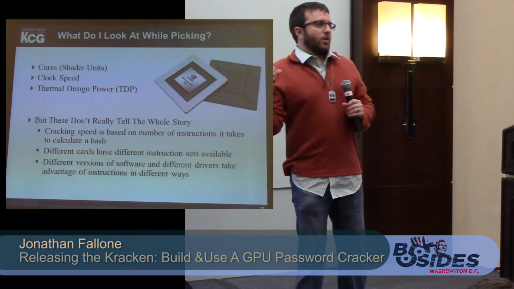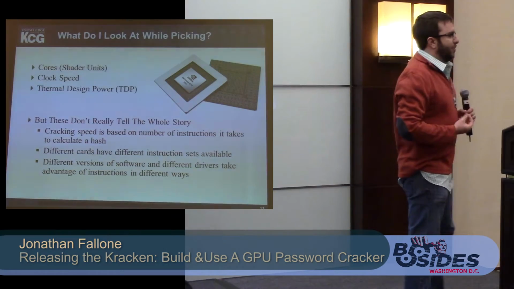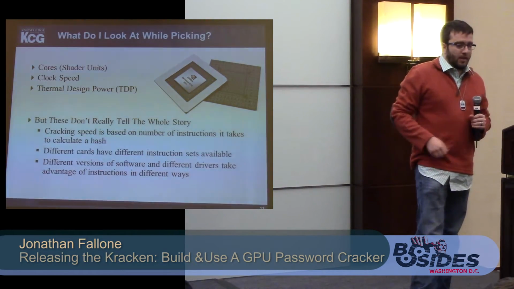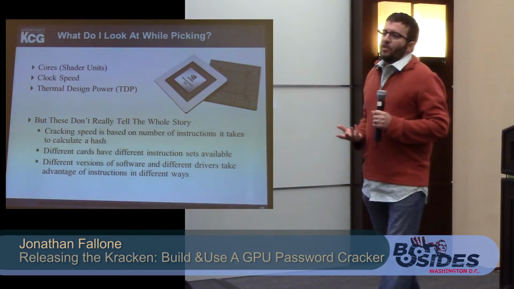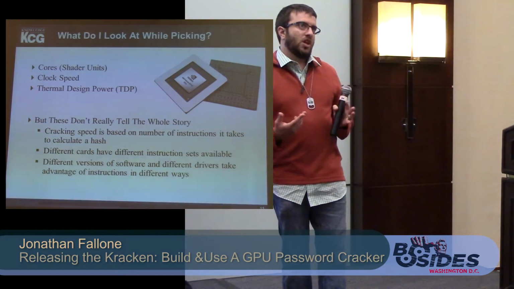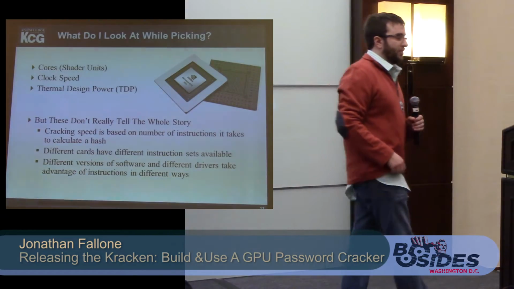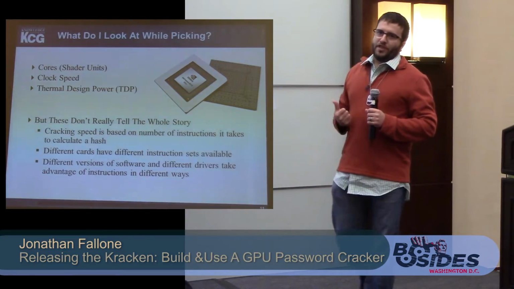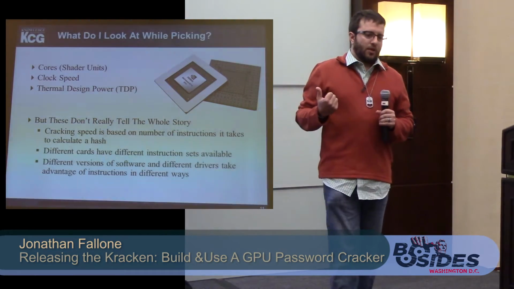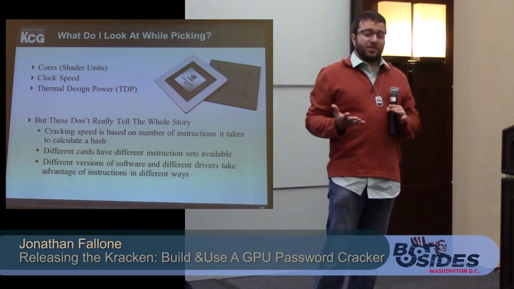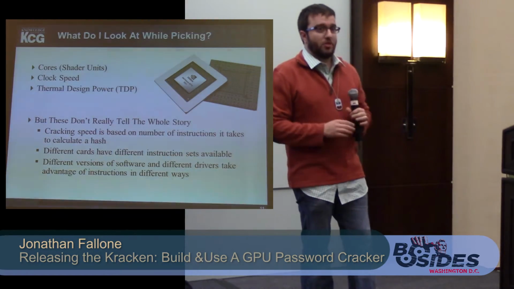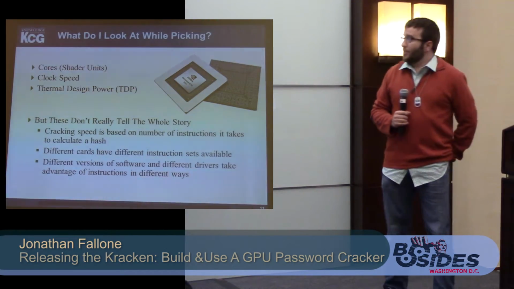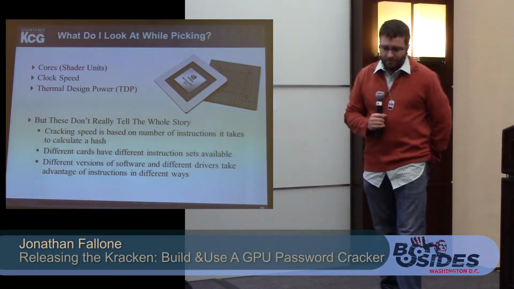These really don't tell the whole story, though. The problem is cracking speed is based on the number of instructions it takes to calculate a hash, right? You'll see an MD5 will take somewhere between 150 and 350 instructions to calculate. The problem is different cards and different drivers have different instruction sets available, which means that it might take more or less instructions to calculate a hash depending on what instruction sets are available. Different versions of the software, the drivers, might even have different instruction sets.